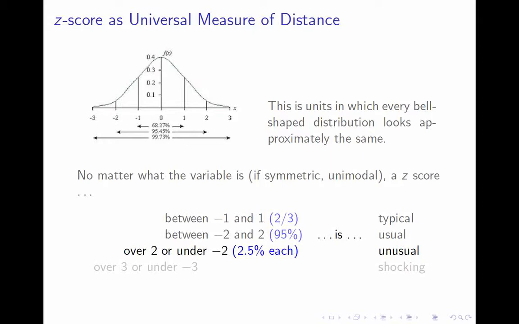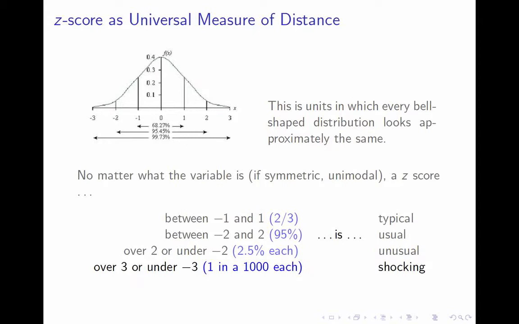Each of those happens maybe 2.5% of the time. Quite rarely. And a z-score over 3 or under -3 is something that happens 1 time out of 1,000, and it's shocking.